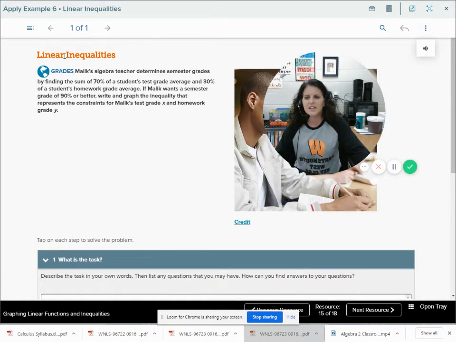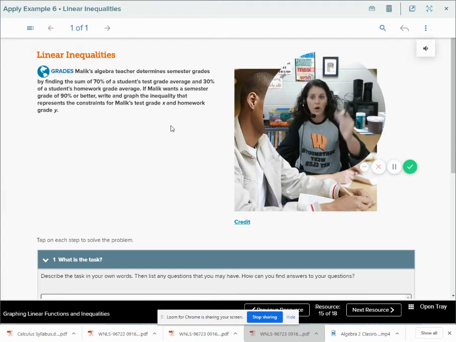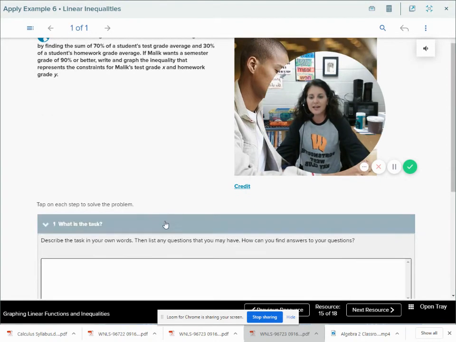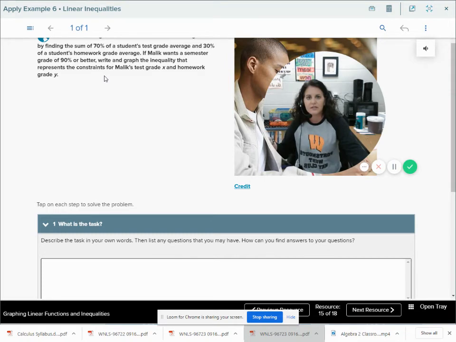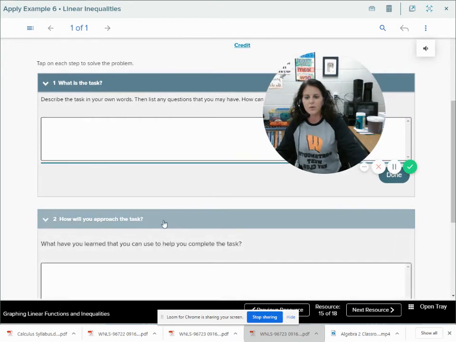So our task here is to figure out what it's really asking us. We've got to use this description to write that inequality, and then once we have that inequality, we can graph it, and we can look at the constraints. We can look at the boundary lines, use a test point, and figure out what should be shaded. So that's our task, to write an inequality, then to find points and figure out where that boundary is and create the graph.